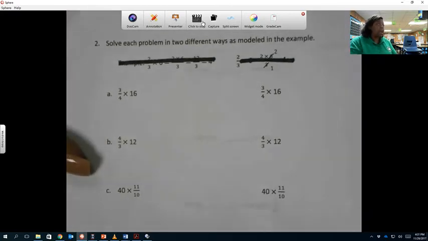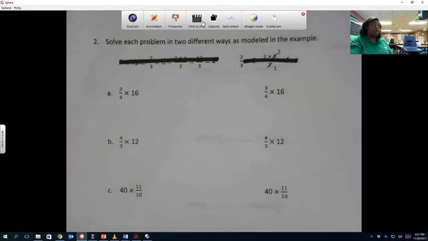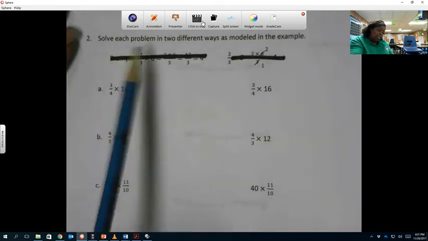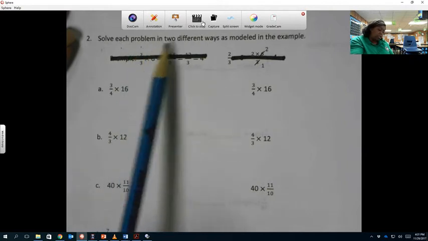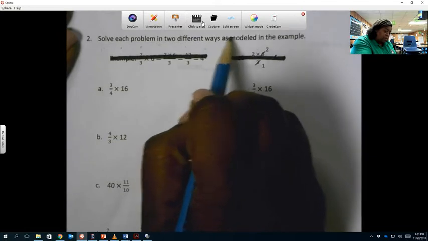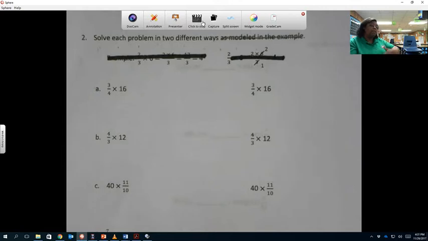So I'm going over Lesson 8 homework tonight, and I want to show you again what we worked on in class. I assigned "solve each problem in two different ways as modeled in the example," but I've decided to cross this part out because we talked about the two ways being the tape diagram and now using the algorithm. So I'm going to demonstrate letter A for you tonight and letter B using the tape diagram again and using the algorithm that we learned today.